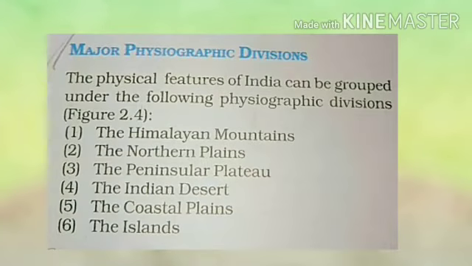Major physiographic divisions. The physical features of India can be grouped under the following physiographic divisions: Himalaya Mountains, Northern Plains, Peninsular Plateau, Indian Desert, and the coastal plains, and at last the islands.